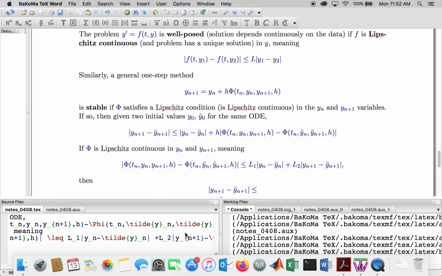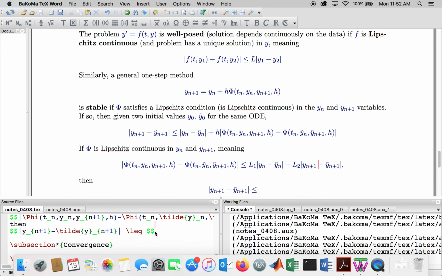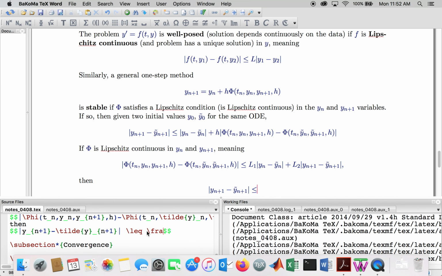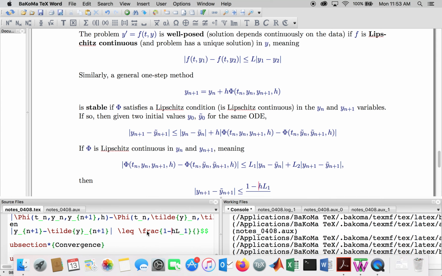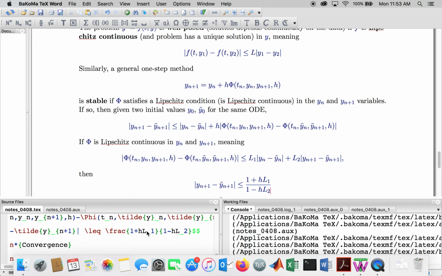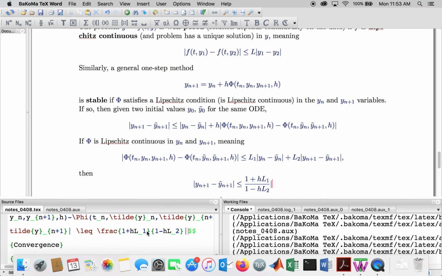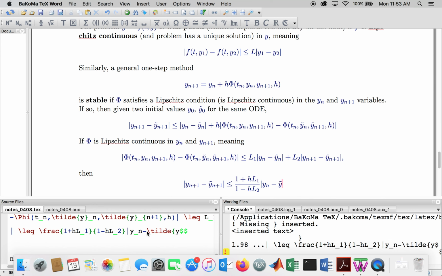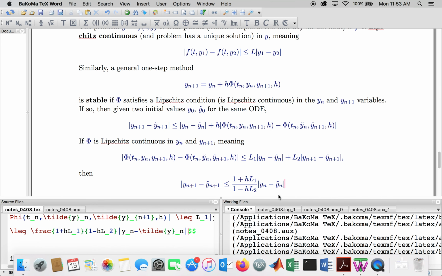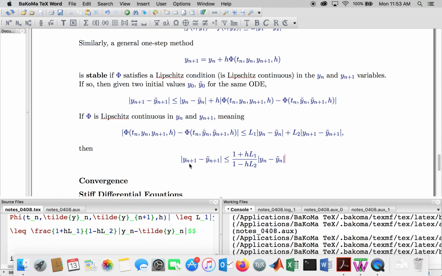So then, after rearranging, and you can try this yourself to verify, so 1 minus hL1, or sorry, 1 plus hL1 up top, and then 1 minus hL2 down below, and then I have yn minus tilde yn. So this is how the change in the solution at time n might be amplified to get the solution at time n plus 1.